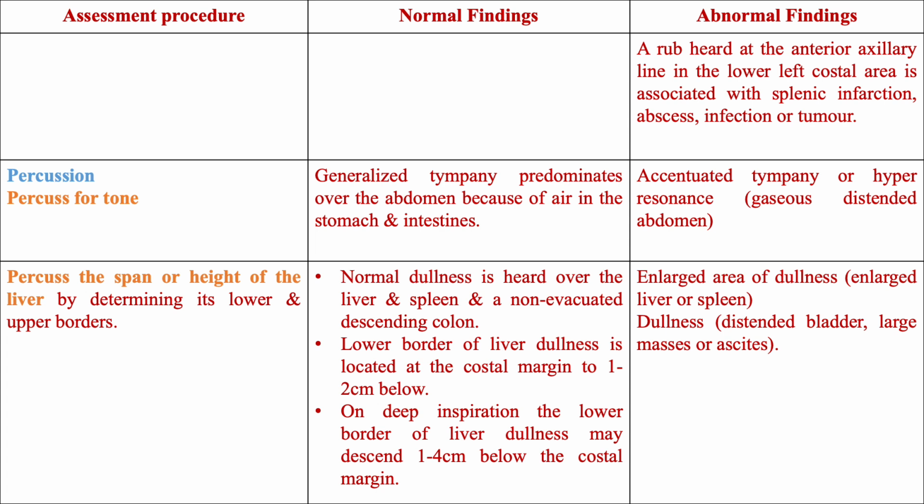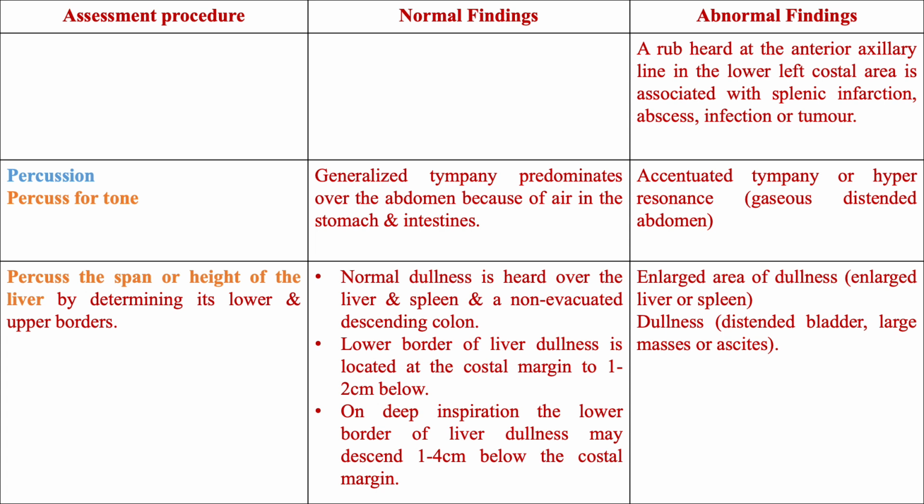In continuation, a rub heard at the anterior axillary line in the lower left costal area is associated with splenic infarction, abscess, infection, or tumor. Moving over to percussion, first percuss for tone. Normally, there can be generalized tympany which predominates over the abdomen because of air in the stomach and intestines.